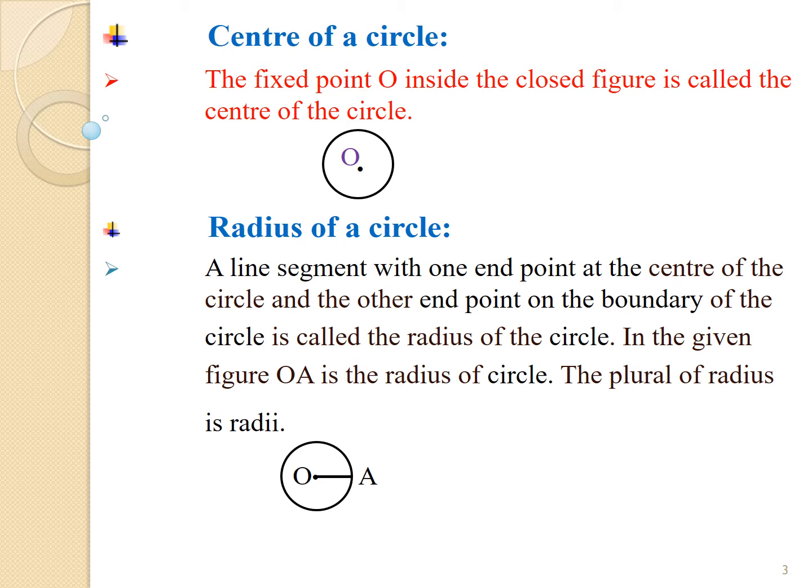In the given figure, OA is the radius of the circle, where O lies at the center of the circle and A lies on the boundary of the circle. The plural of radius is radii.